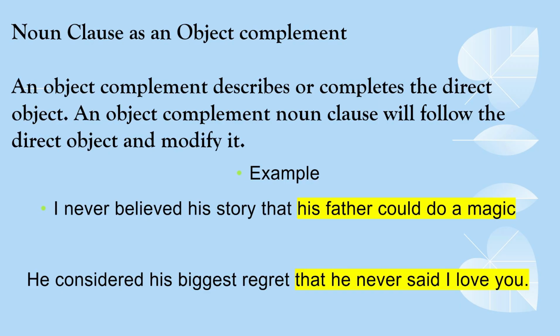Noun clause as an object complement. An object complement describes and completes the direct object. An object complement noun clause will follow the direct object and modify it. For example, I never believed in history that his father could do magic. He considered his biggest regret that he never said I love you. In these sentences, the noun clauses are that his father could do magic and that he never said I love you.